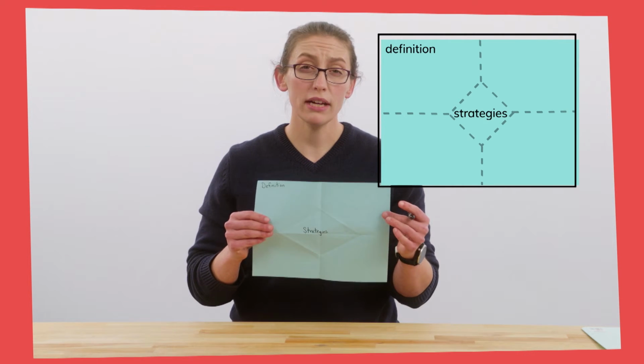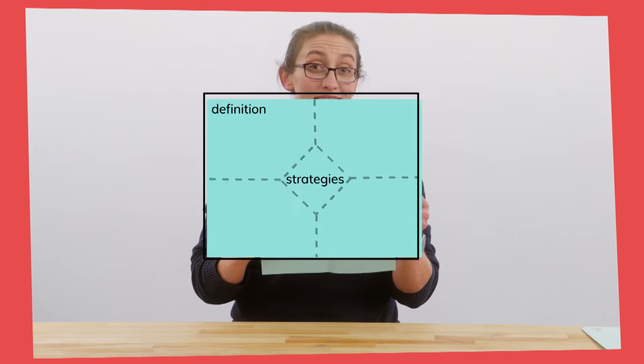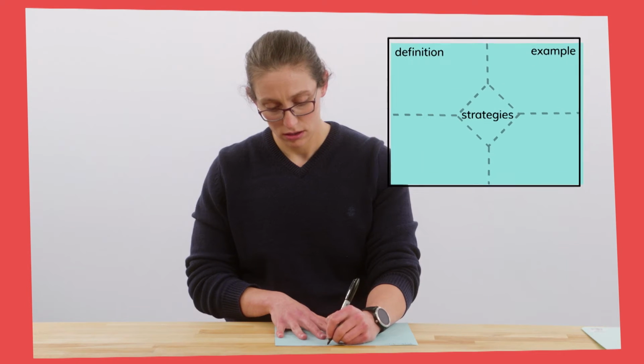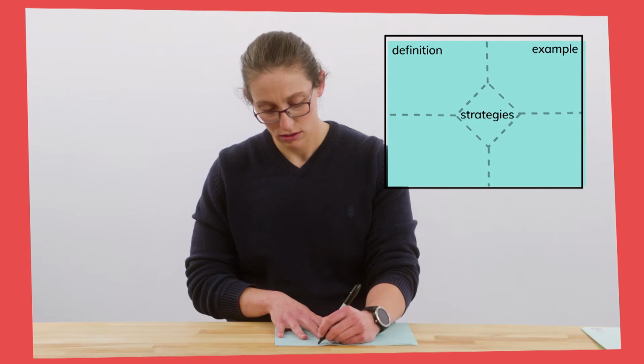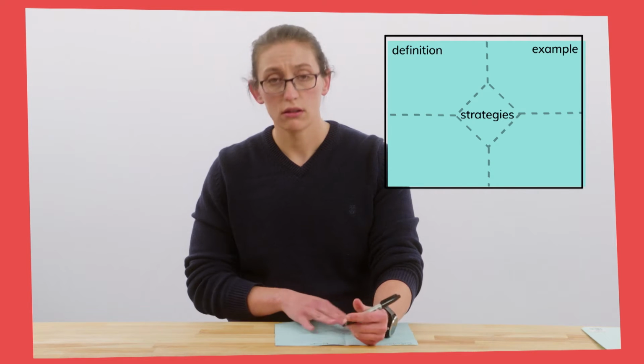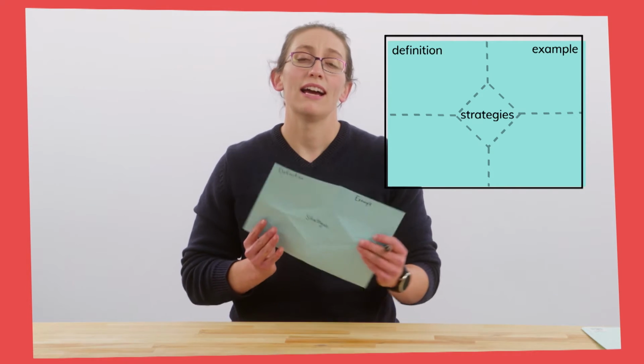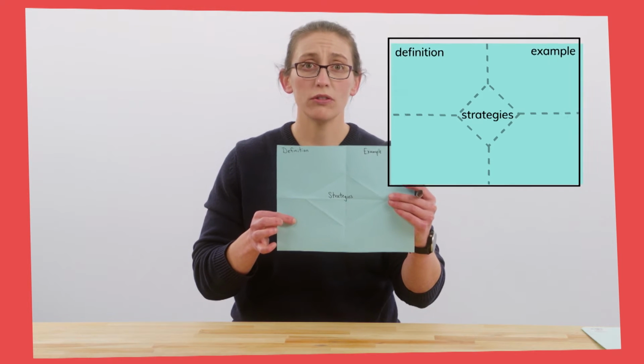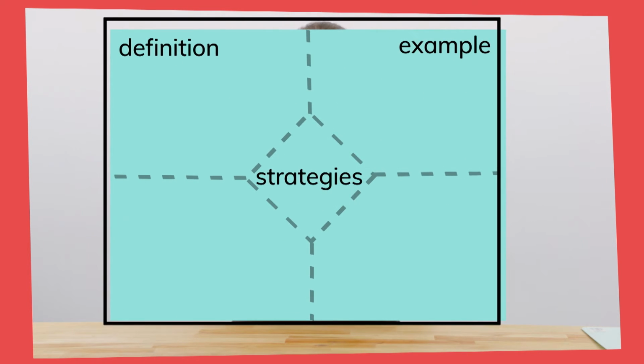In the upper right rectangle, we're going to provide an example of a strategy. So let's write example here. And then, in the lower left rectangle, we'll provide a non-example, or what strategies are not. So write non-example here.